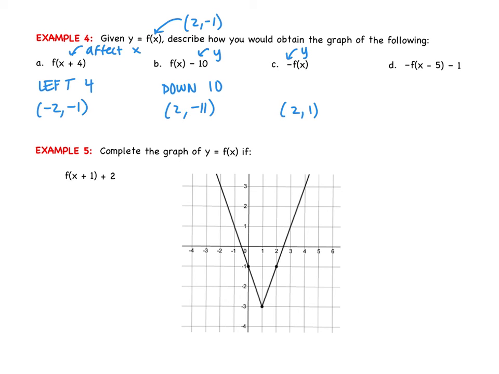What that ends up doing, if we're changing all the signs, picture here, all of our y's go from positive to negative, negative to positive. That's a reflection. It's a flip of the graph. So it's a reflection over the x-axis.